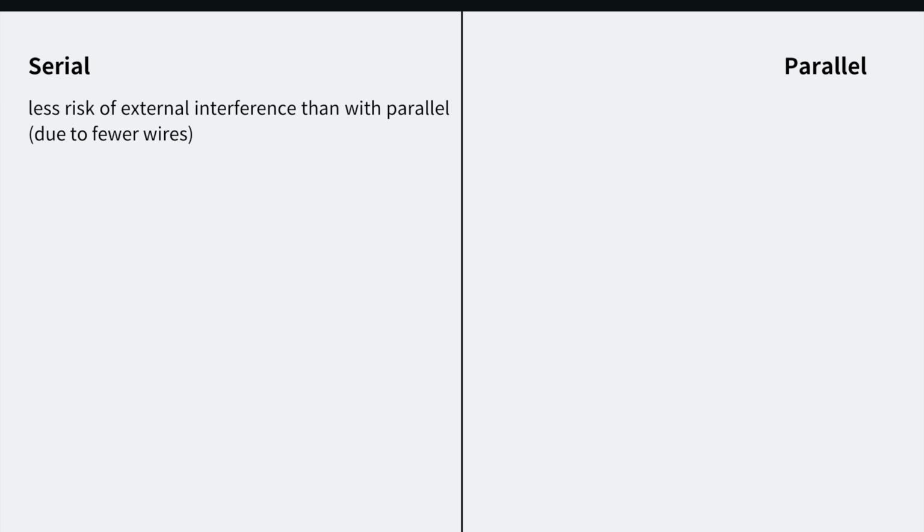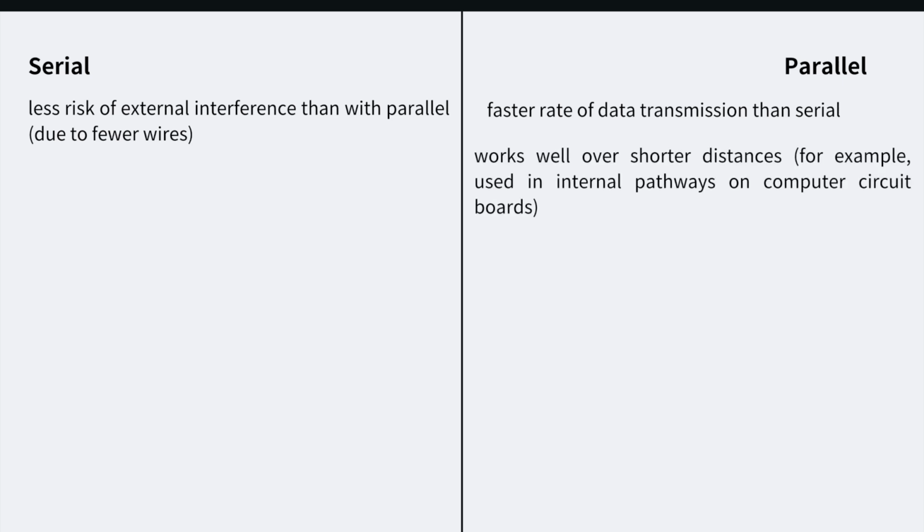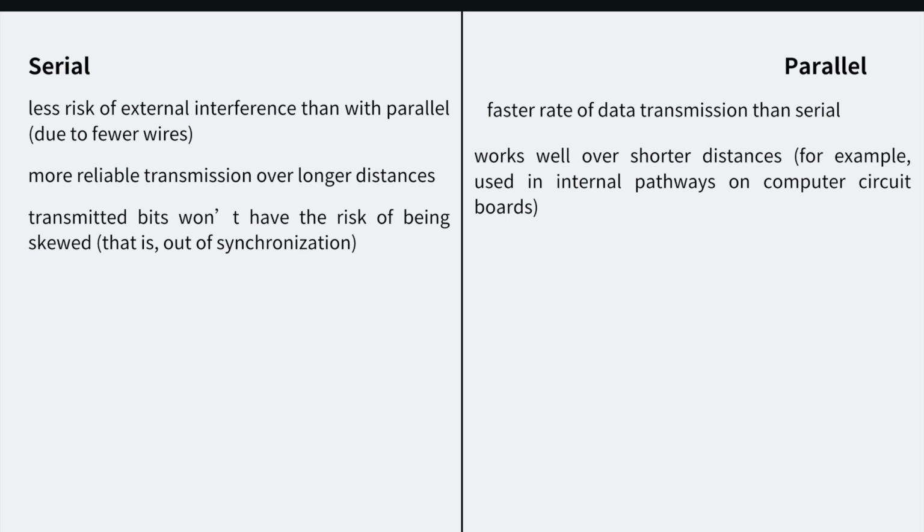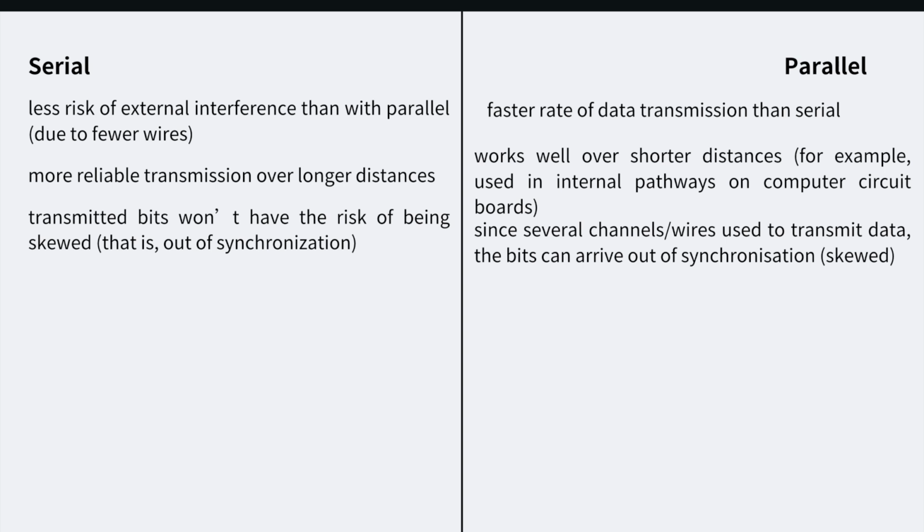For serial, there is less risk of external interference than parallel because it has fewer wires, and parallel has a faster rate of data transmission than serial. And parallel works well over shorter distances. As for serial, it's more reliable over longer distances. And serial won't have the risk of being skewed. However, parallel has the risk of being skewed.